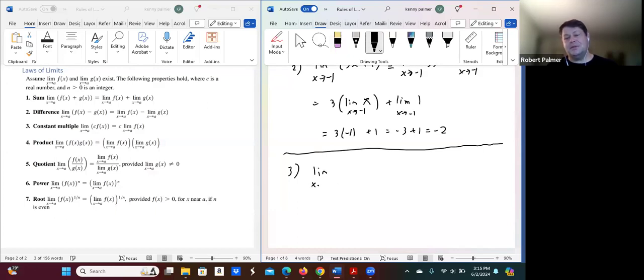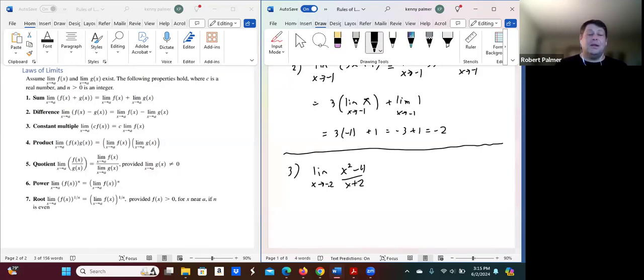Limit as x goes to -2. First, let me actually write out what I want to do: x squared minus 4 over x plus 2. Now, this will also show an idea how this works and also some things that can actually happen.